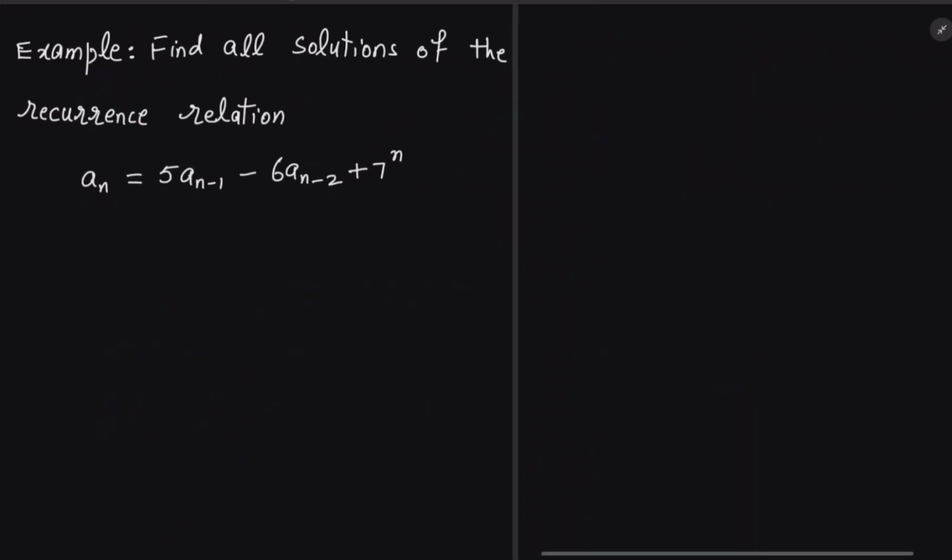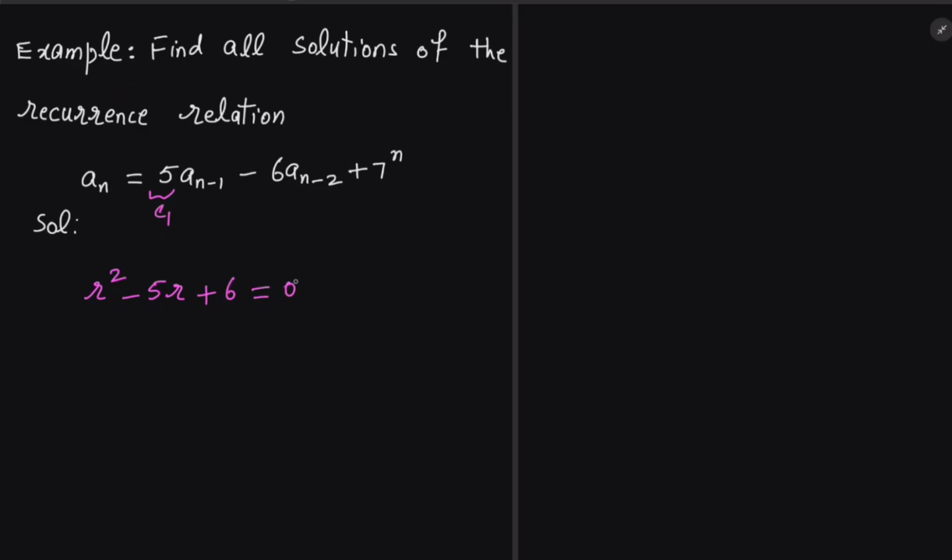Now the next example, although the video is a bit longer, but we have to find the solution of the second example as well. Here it has been asked to find the solution of this non-homogeneous recurrence relation. First of all, let me write the characteristic equation. Since it is of degree 2, r square minus 5r plus 6 is equal to 0.